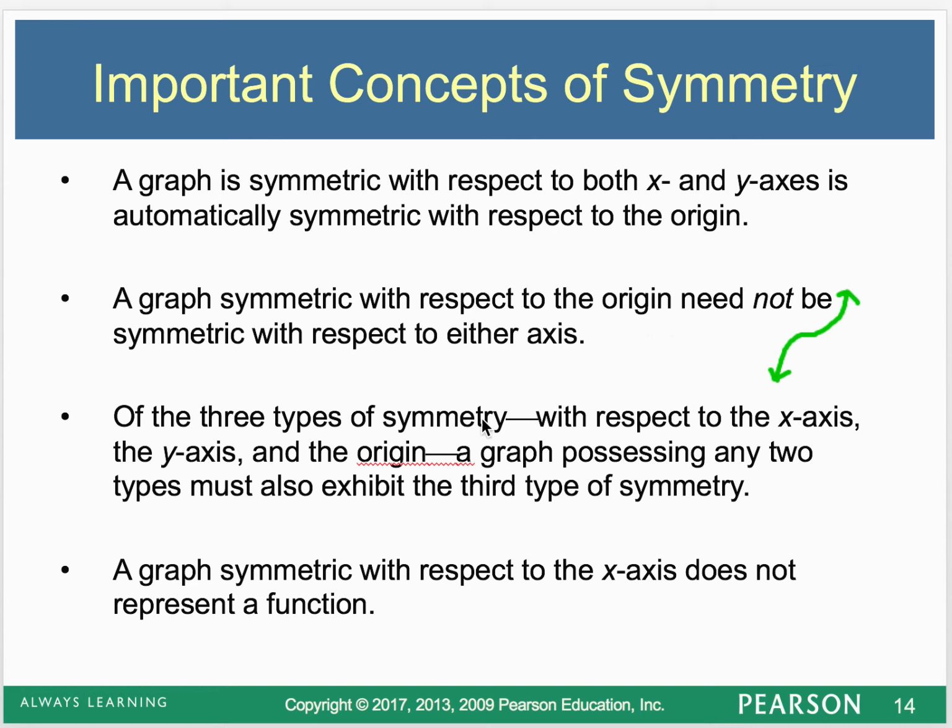Okay, so of the three types of symmetry, with respect to the x-axis, y-axis, and origin, a graph possessing any two types must also exhibit the third type. So any two types. If it's symmetric with respect to x and y, it's also symmetric with respect to the origin. But if it's symmetric with respect to the origin, it doesn't necessarily mean it's symmetric with respect to the others, unless it's also symmetric with respect to one of them, and then it would have to be symmetric with respect to all three. A graph symmetric with respect to the x-axis does not represent a function, and we also said that.